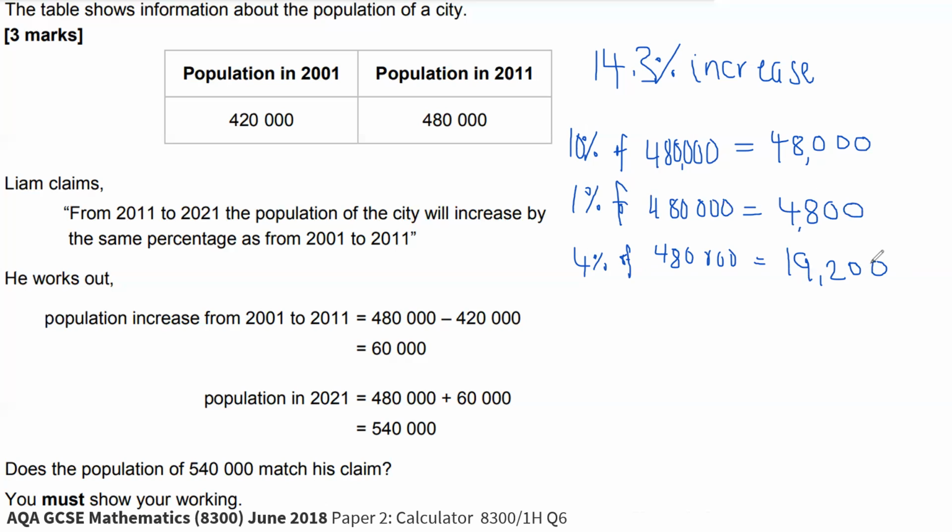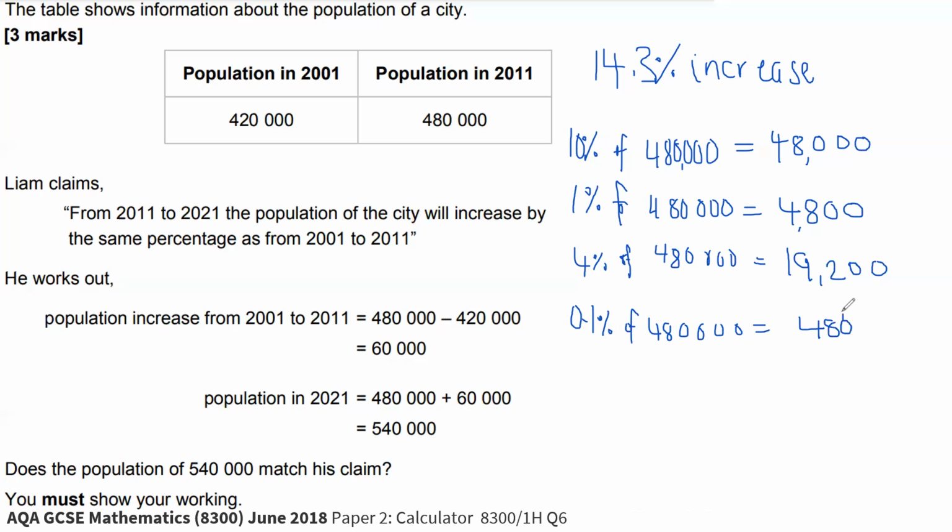So we've got the 10%, we've got the 4%. If we add those two together, then we'll end up with 14%. We also need the 0.3. So if we think about the pattern that we've used to work out 10% and 1%: to work out 10%, we've divided by 10. To work out 1%, we've divided by 100. So to work out 0.1%, we're going to be dividing it by 1,000.